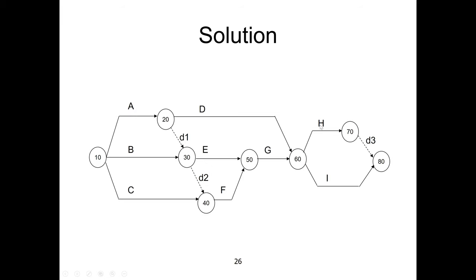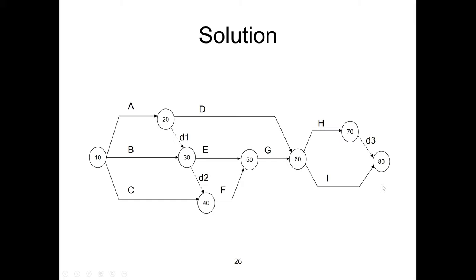Now again, two activities, H and I, have started from the same node, and they have to finish at 80. But we cannot join them together, because two activities that start at the same point cannot also finish at the same point. That's why we have to introduce dummy D3 here, so that H finishes at node 70 and I finishes at node 80. By this way, we have completed the whole node diagram.